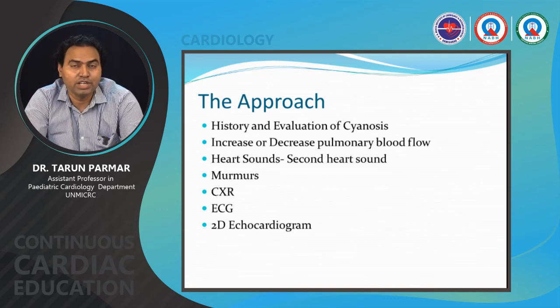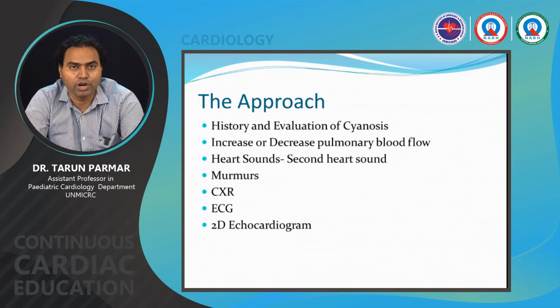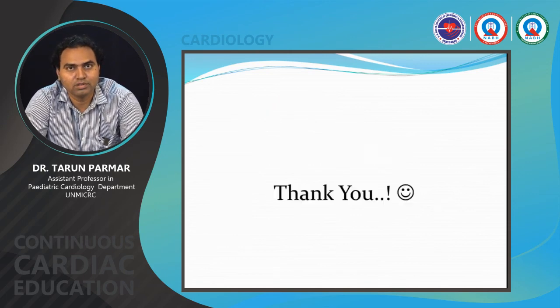Then you have to see for the increase and decrease in the pulmonary blood flow. Accordingly you classify the condition, and then you have to listen to the heart sound, second heart sound, and murmur, and then evaluate the chest X-ray, ECG, and finally the 2D echocardiogram. By doing all these things, and the hyperoxia test is the most important thing in this condition, you can approach a patient of cyanotic CHD. And then after doing all this investigation and special investigation, you can classify them and send them for the surgery or intervention which is required for the patient. Thank you.